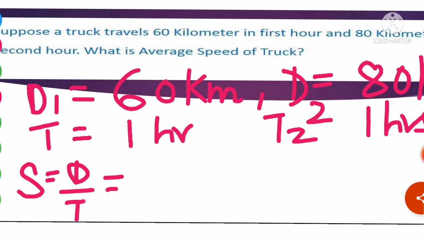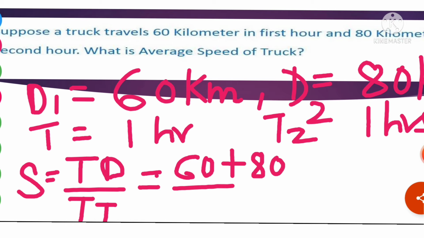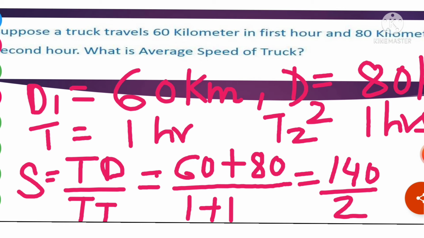So for that, what do you have to write? You have to write total distance upon total time. So what is the total distance? The total distance is 60 plus 80. And what is the total time? Total time is 1 plus 1. So that makes 140 upon 2. And when you cancel this, your answer will be 70 km per hour.